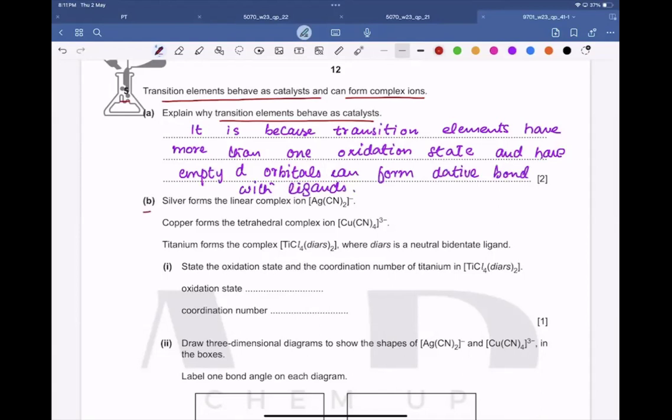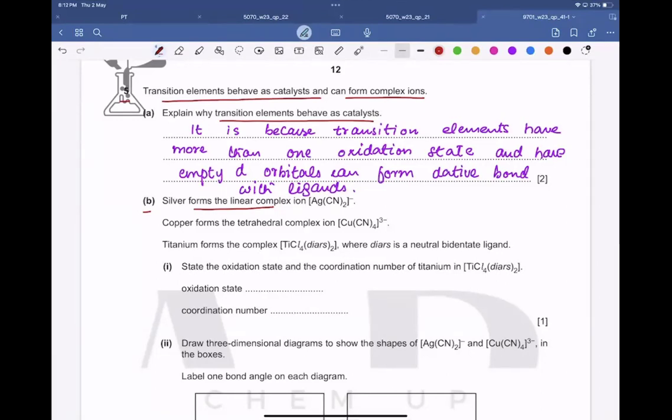Okay, now part B. Silver forms the linear complex. You can also write incomplete d subshell, but see, when the dative bond is formed, the ligand donates or shares a pair of electrons, and for a pair of electrons, the d orbital must be vacant or empty, right? As a subshell, it has an incomplete d subshell, but as an orbital, they do have a vacant, empty orbital. That's why they are able to form the dative bond. A ligand has a lone pair, which it shares with the transition metal, so that's why they are ligands.